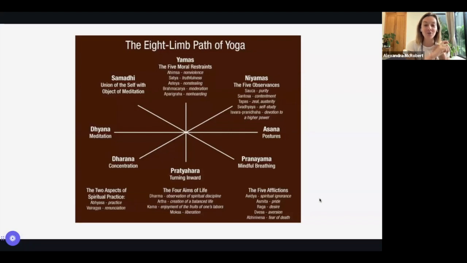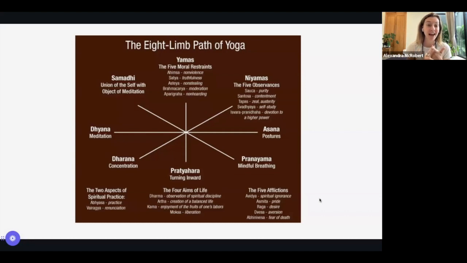So we have avidya, which is spiritual ignorance. So that's really just forgetting who you are, forgetting your sense of spirituality. And that is like when I was in a state of really, really deep depression, I had totally lost my spiritual path. Like I had totally lost my compass, lost my purpose, lost the role I played in the world. And that was when I was suffering with avidya, which is spiritual ignorance.